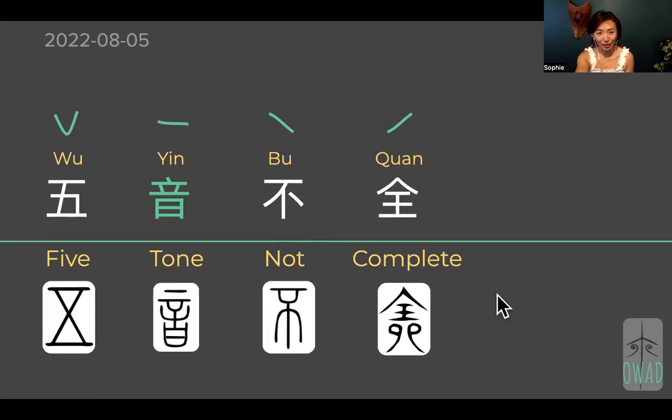Okay, we're going to do 五音不全. So the opposite meaning today, actually. So yesterday the music's so good, and today the music is not that perfect. Okay, let's see what that means.